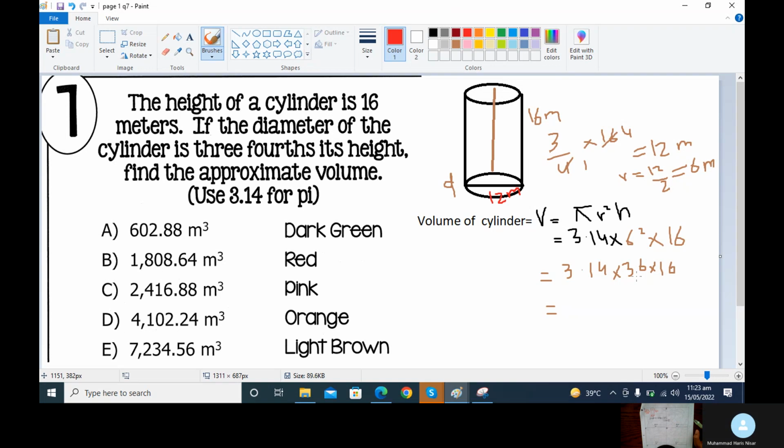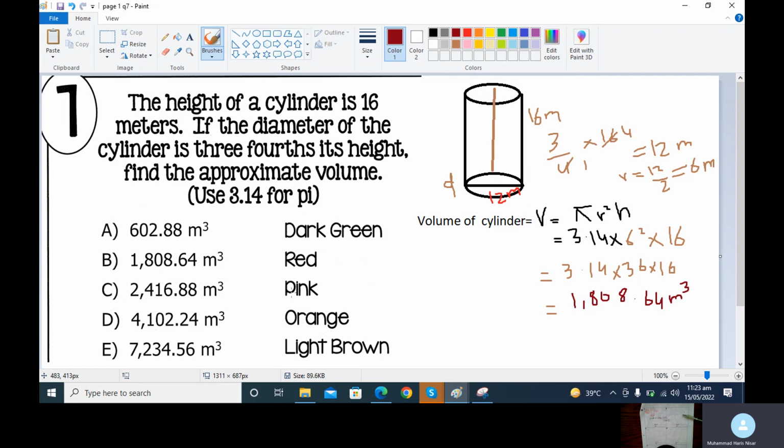3.14 times 6 squared times 16 is 1,808.64. Also, don't forget to write the units. The unit of volume is meter cube.